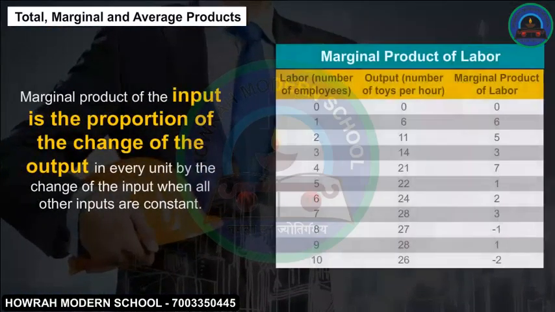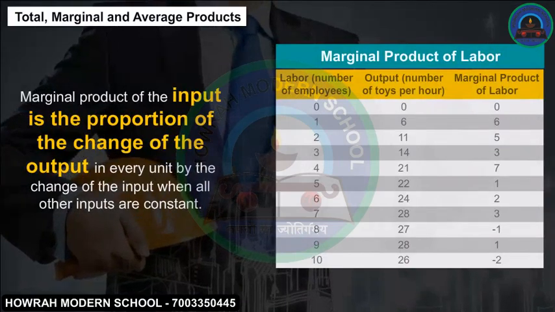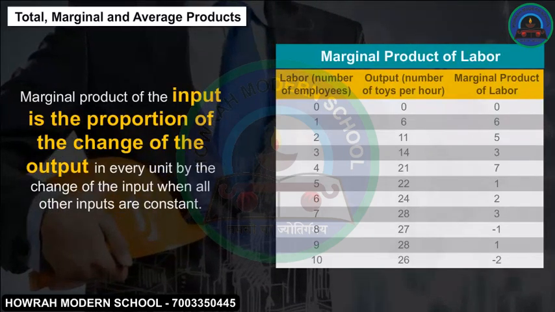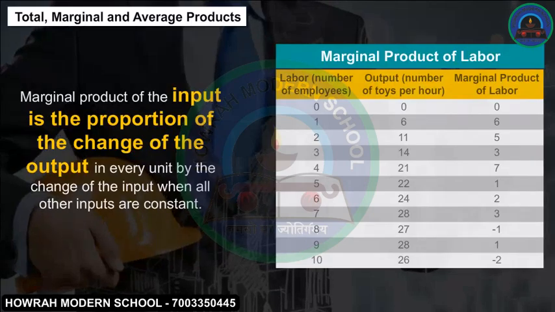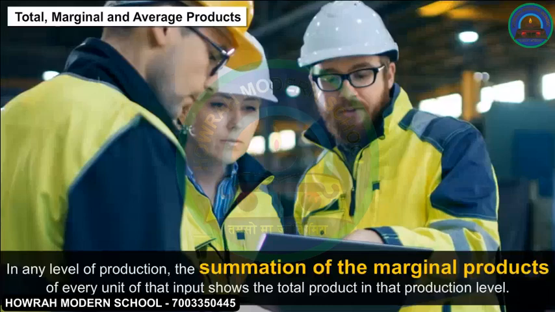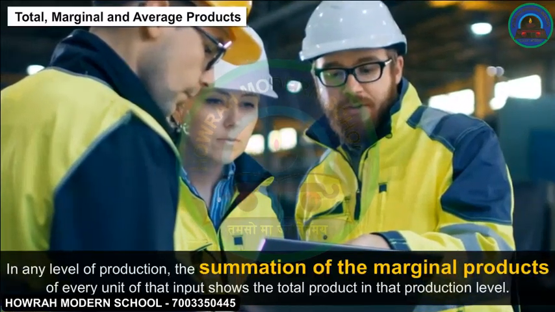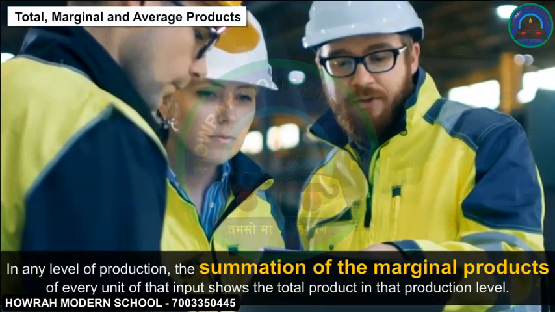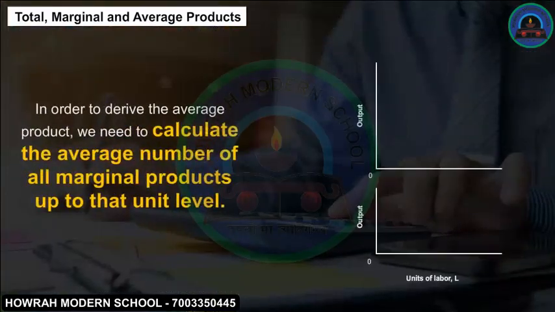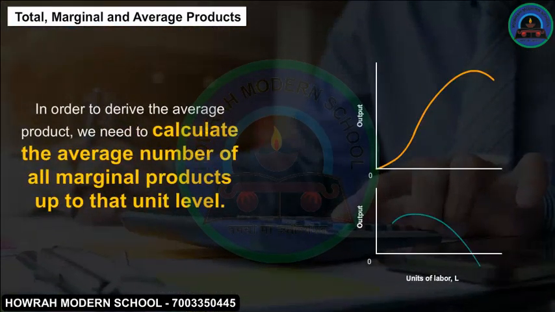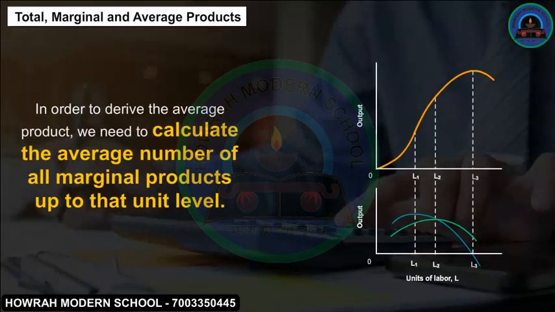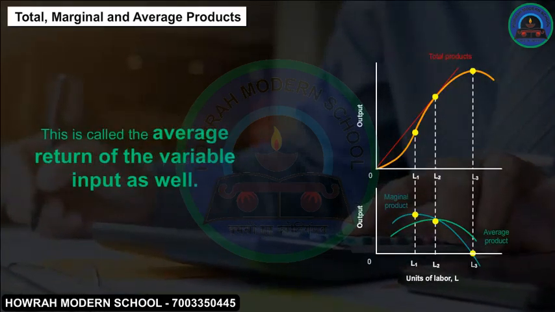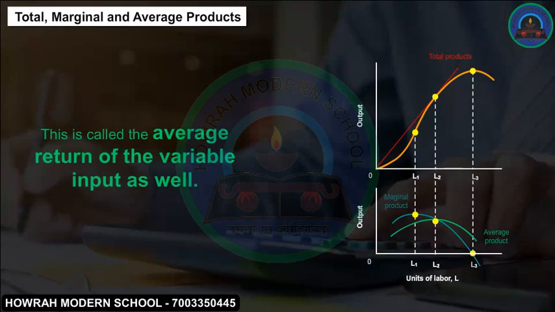Marginal product of the input is the proportion of the change of the output in every unit by the change of the input when all other inputs are constant. In any level of production, the summation of the marginal products of every unit of that input shows the total product in that production level. In order to derive the average product, we need to calculate the average number of all marginal products up to that unit level. This is called the average return of the variable input as well.